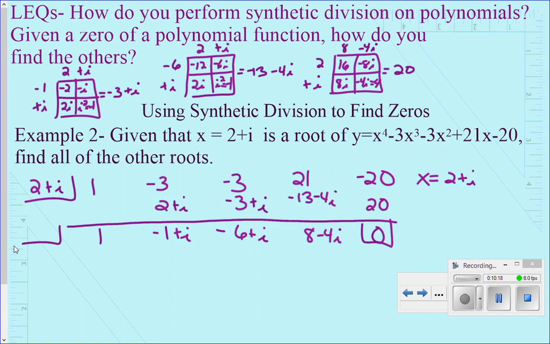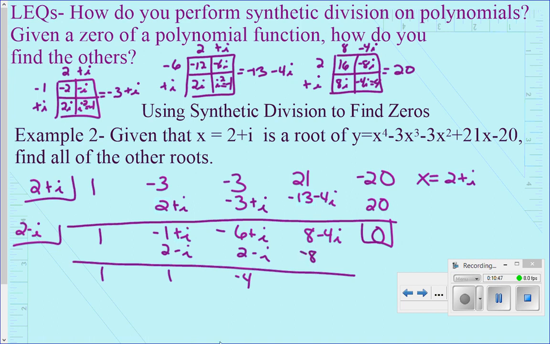So now I'm going to run through synthetic division again with these numbers and the conjugate 2 minus i. So 1 comes down times 2 minus i is 2 minus i. The i's cancel out. 2 plus negative 1 is 1. 1 times 2 minus i is 2 minus i. The i's cancel out. Negative 6 plus 2 is negative 4. Negative 4 times 2 minus i, so distribute. Negative 4 times 2 is negative 8. And negative 4 times negative i is positive 4i. So we indeed got what we wanted, zero remainder. We confirmed that 2 minus i is a root.